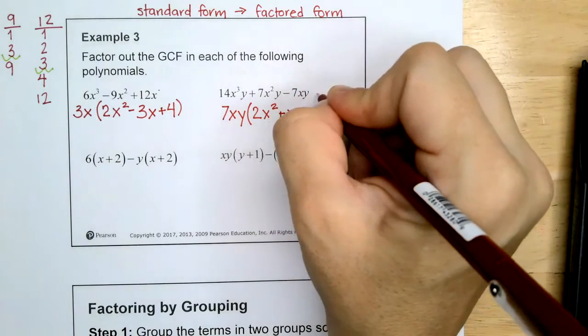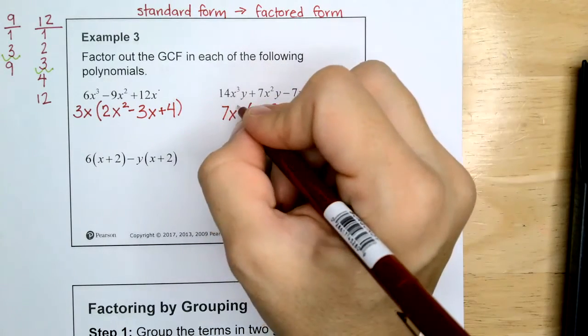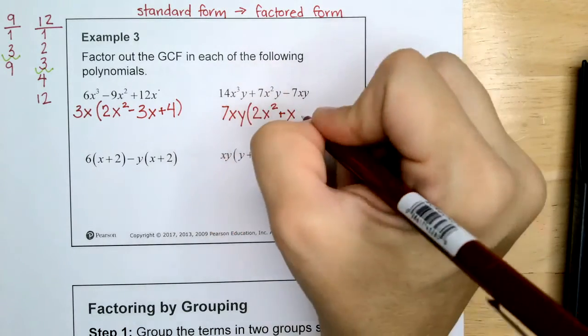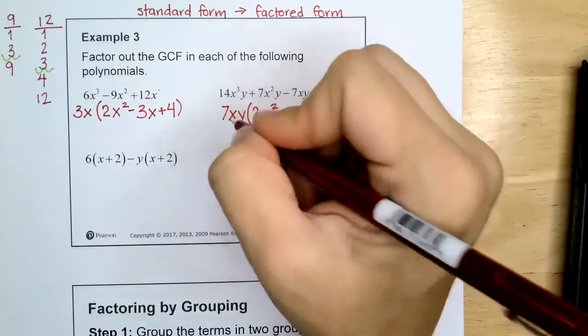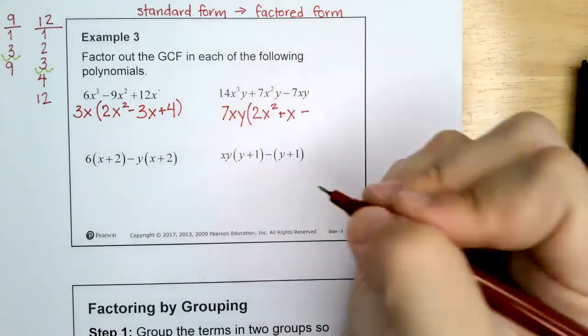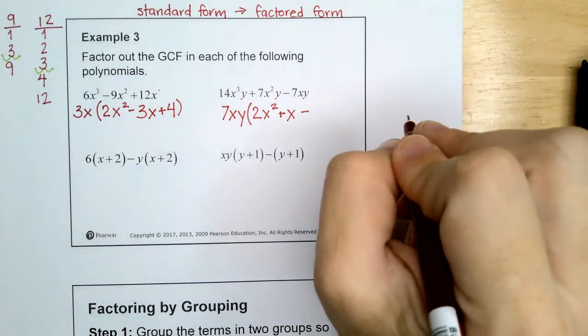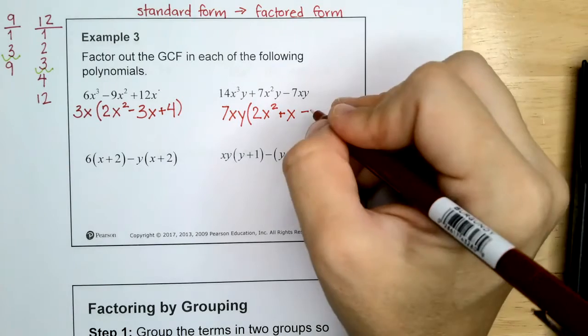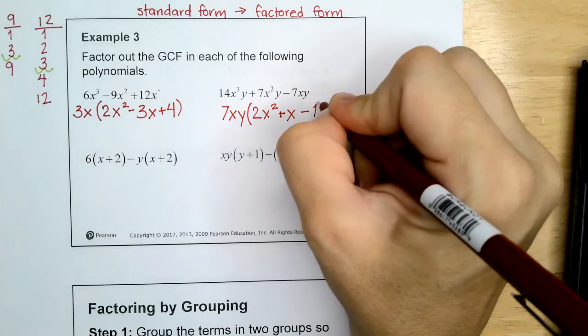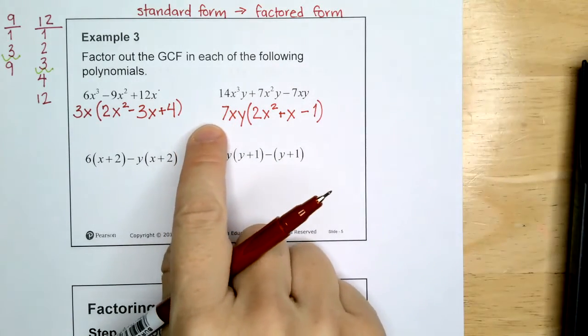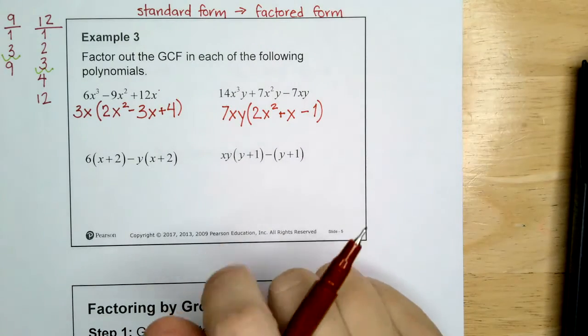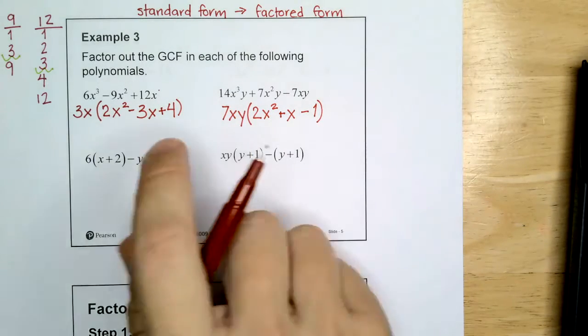Now we have a negative 7xy divided by 7xy. Negative 7 divided by 7 is negative 1. X divided by x is 1. Y divided by y is 1. When they're all 1s and there's nothing else, I do need to write the 1. Because without the 1, if I tried to multiply it out, it would not give me the correct answer.